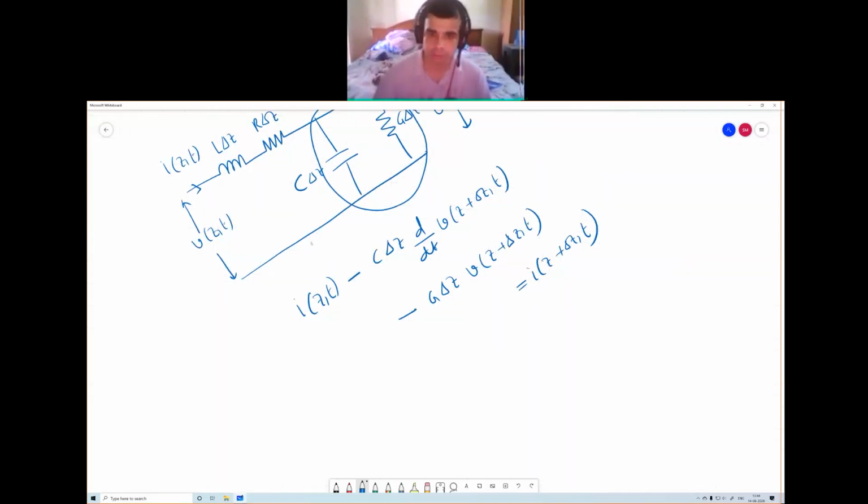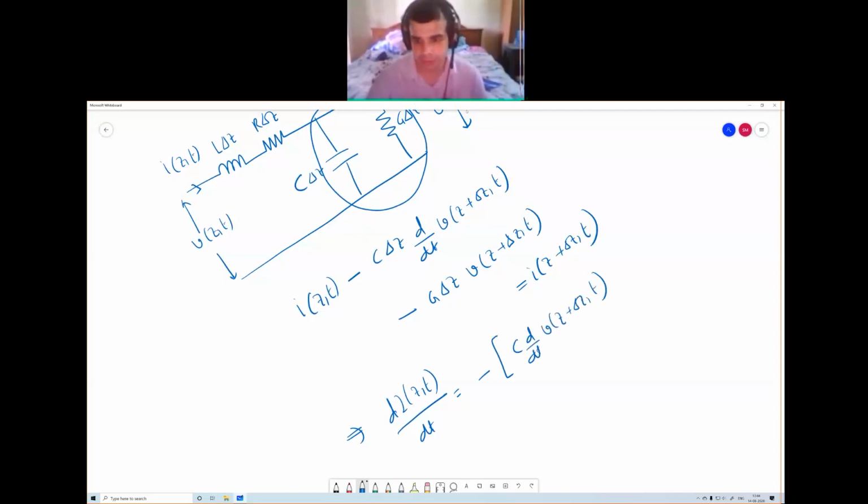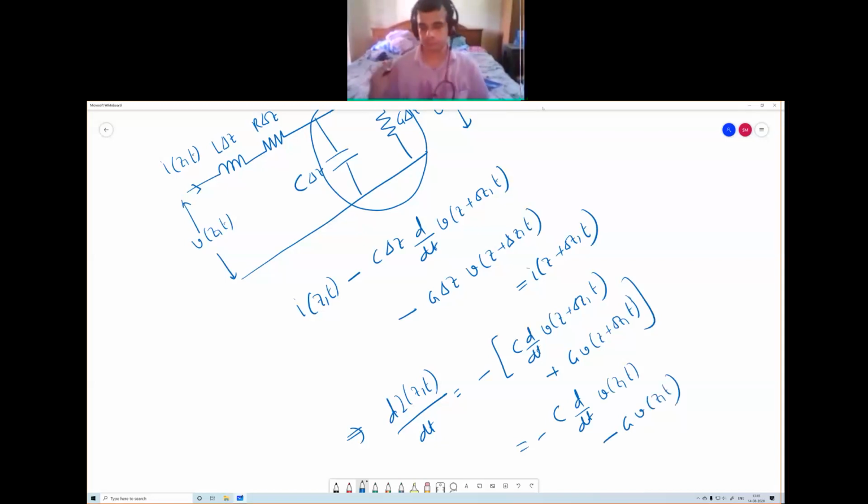Same logic we apply, using the exact same derivations. dI(z,t)/dz is equal to minus C d/dt v(z plus delta z, t) plus G v(z plus delta z, t). Now delta z is tending to 0, it's very small, so we can approximate it as v(z,t) minus G v(z,t). Okay, so we have two equations now.